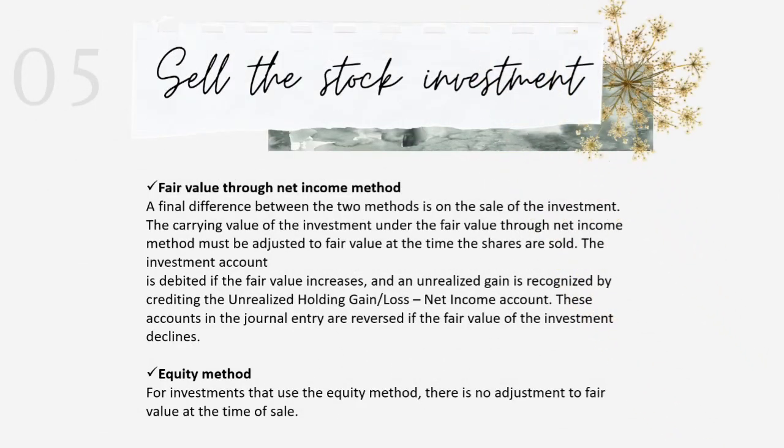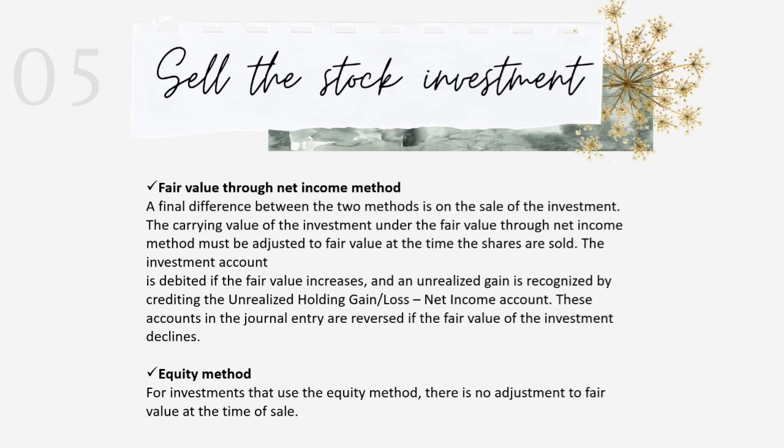5. Sell the stock investment. First, fair value through net income method. A final difference between the two methods is on the sale of the investment. The carrying value of the investment under the fair value through net income method must be adjusted to fair value at the time the shares are sold.